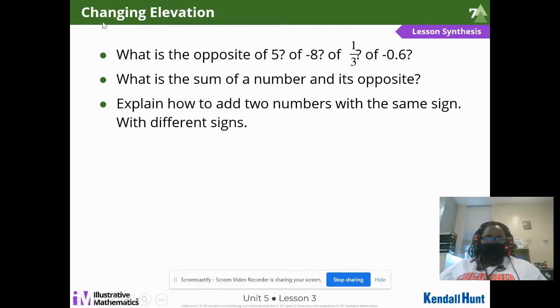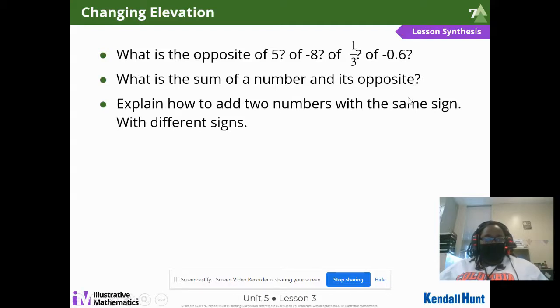And then the lesson synthesis, they're just again asking you about the opposite of the number. So if it's positive, you should switch it to negative, and if it's negative, it should be positive, vice versa. Then it says, what is the sum of a number and its opposite? So if I add 5 and negative 5, or if I have 5 minus 5, it should give you 0. So that's pretty much what it's asking you here.